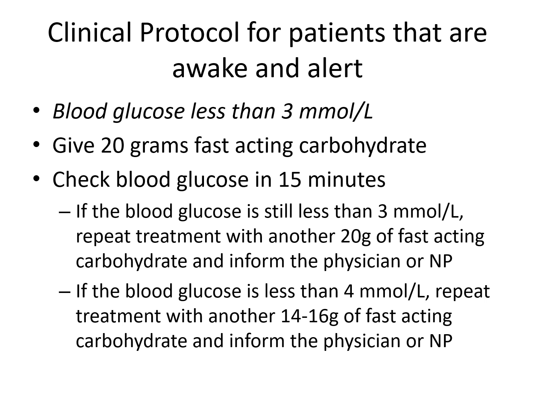If the blood glucose is still less than 3, you're going to repeat treatment with 20 grams of fast-acting carbohydrate and inform the physician. On the other hand, if their blood glucose is less than 4, you'll repeat treatment and instead give 14 to 16 grams of fast-acting carbohydrate and inform the physician.